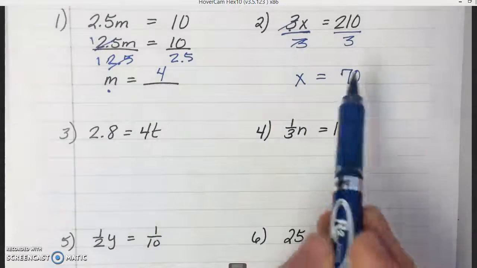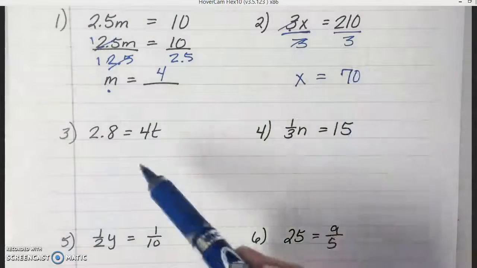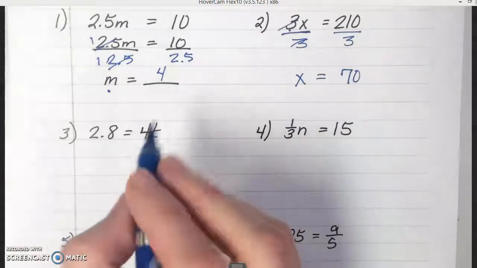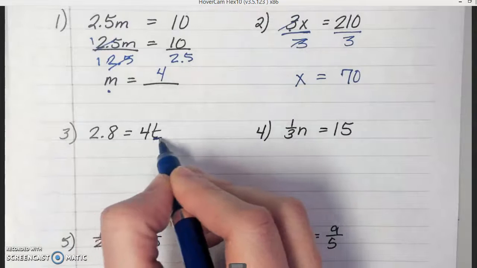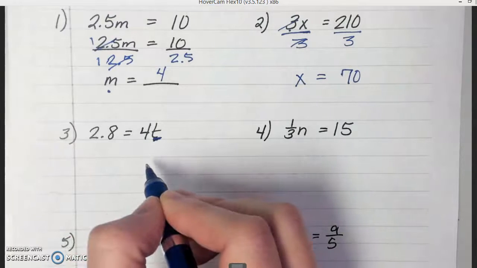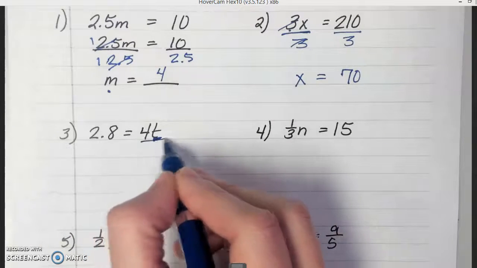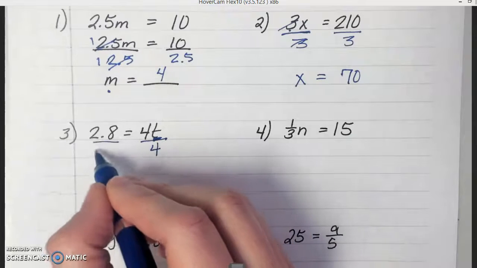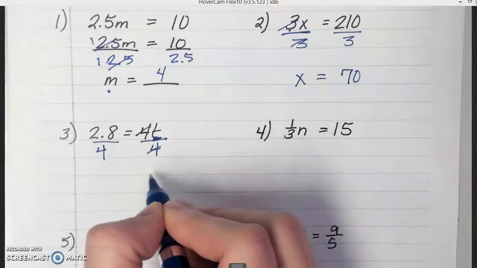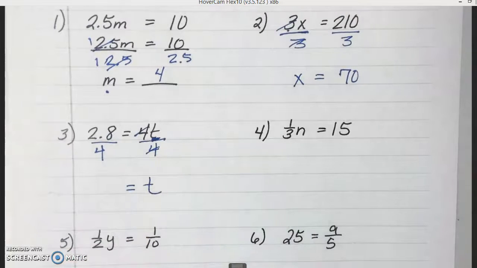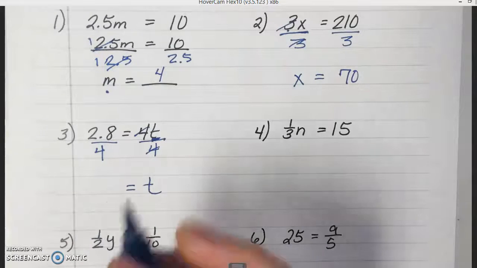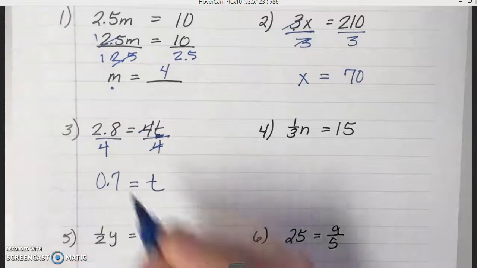Make sure you're writing down anything that we write up here in your book. It's not a whole lot to have to write. All right, number 3. I have to get t by itself. So what am I going to do to each side? Divide by 4. So my 4's cancel out and leave me with t. And 2.8 divided by 4 would be what? 0.7.